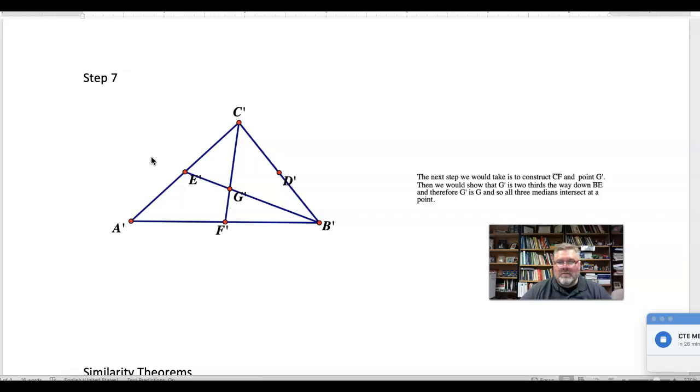One of the questions you should be asking yourself is, what does this proof do for me? How does this proof help me understand the geometry better? So that's just a proof.